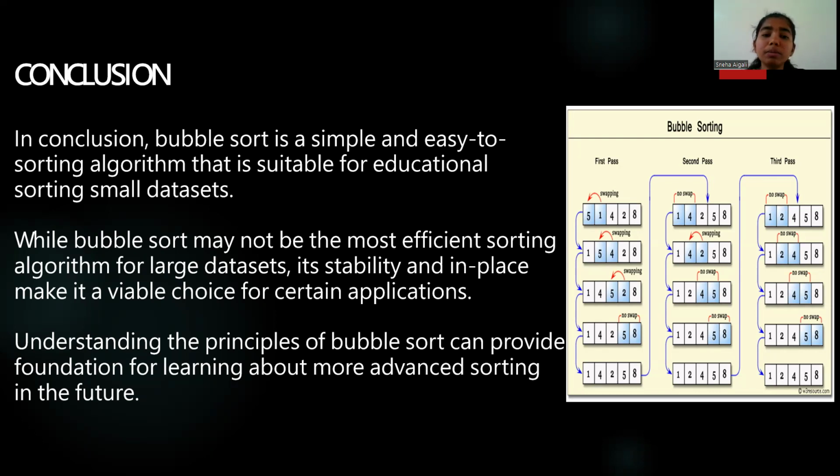While bubble sort may not be a very efficient sorting algorithm for large databases, its stability and in-place nature make it a viable choice for certain applications. Understanding the principles of bubble sort can provide a foundation for learning about more advanced sorting algorithms in the future.